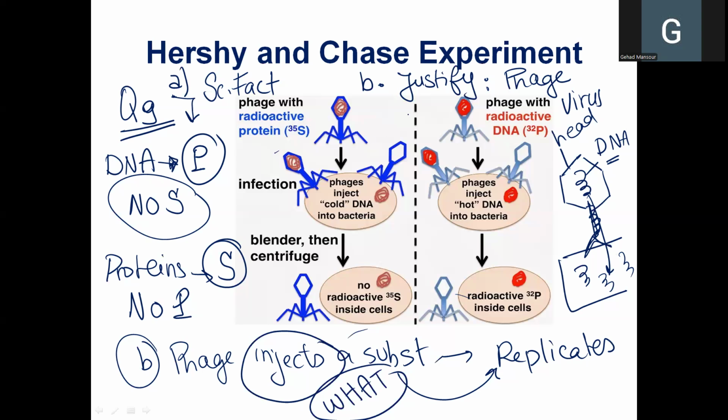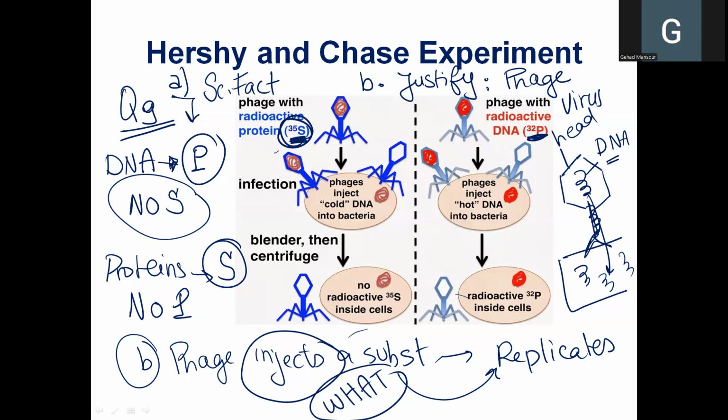So they once labeled the phage with radioactive sulfur, which they knew would never be present unless there is a protein. And in another experimental group, they labeled the phosphorus. They used radioactive phosphorus, which they knew is only present in the DNA.